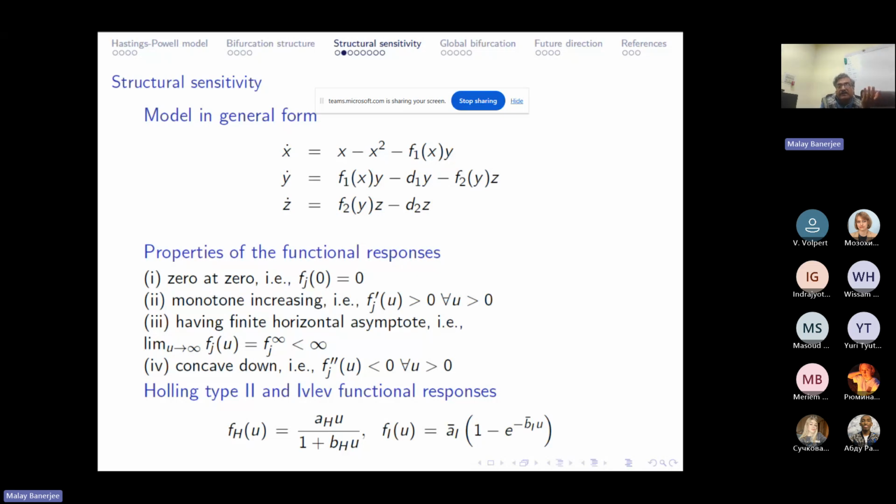So how is the bifurcation structure affected by the change in parameterization of the functional response? Now the next question is, for this problem, following the Gastings-Powell paper, you have some guideline about the choice of AH and BH. Now, how do we choose the parameters for the Ivlev functional response?